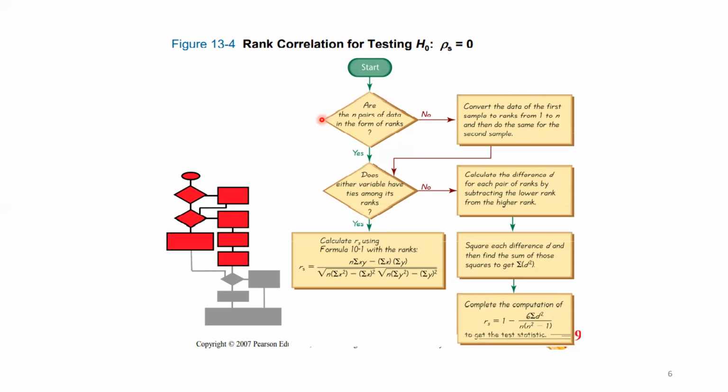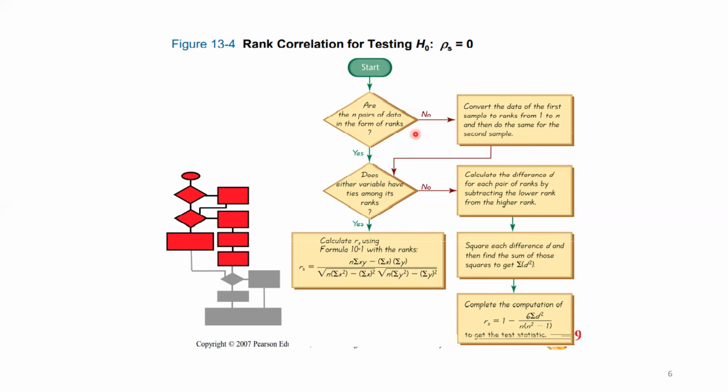The first step is the question: are the n pairs of data in the form of ranks? If yes, you go this way. If no, you have to go this way. If no, what should you do? Convert the data of the first sample to ranks from 1 to n, and do the same for the second sample.